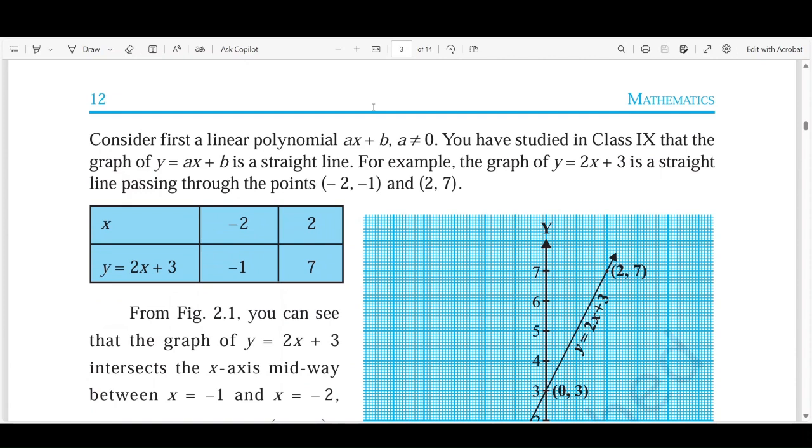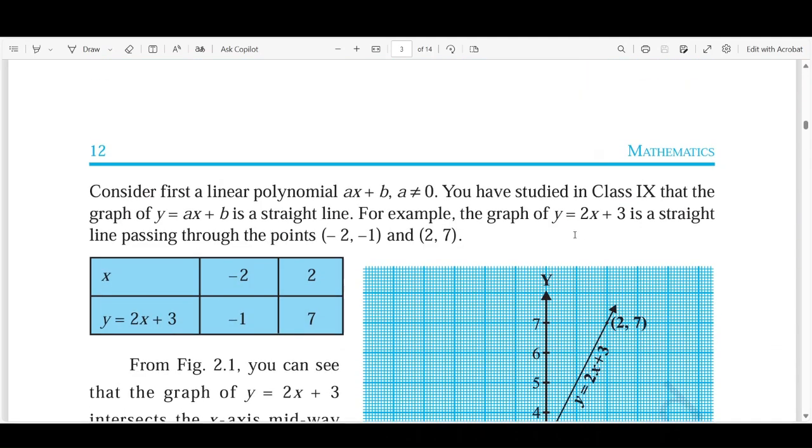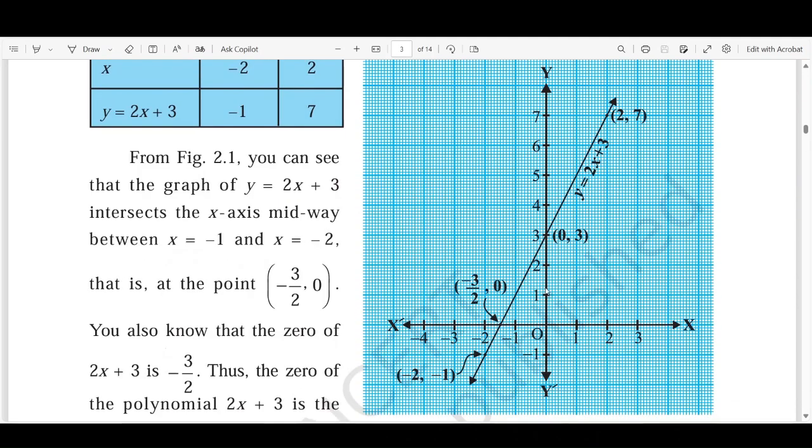Here they have considered a linear polynomial, say y equal to 2x plus 3. In your previous class, you have studied that the geometrical interpretation of a linear polynomial is a straight line. So the graphical representation is a straight line for a linear polynomial. Here they have obtained a straight line for this linear polynomial 2x plus 3.